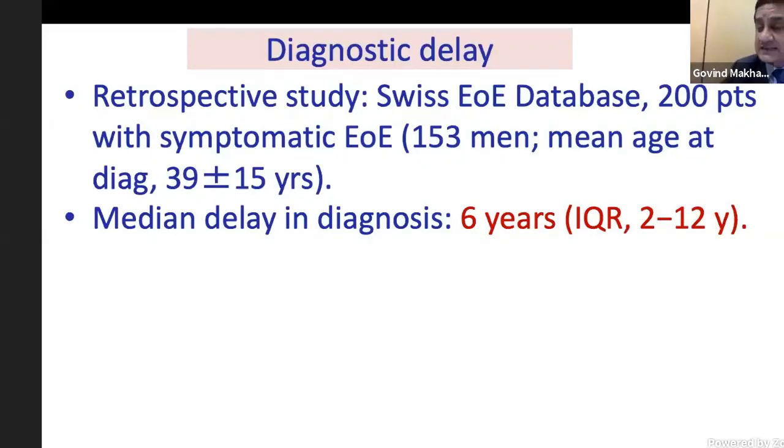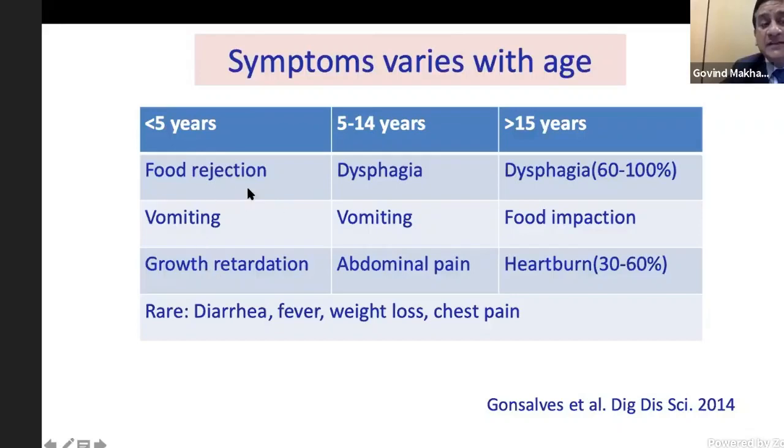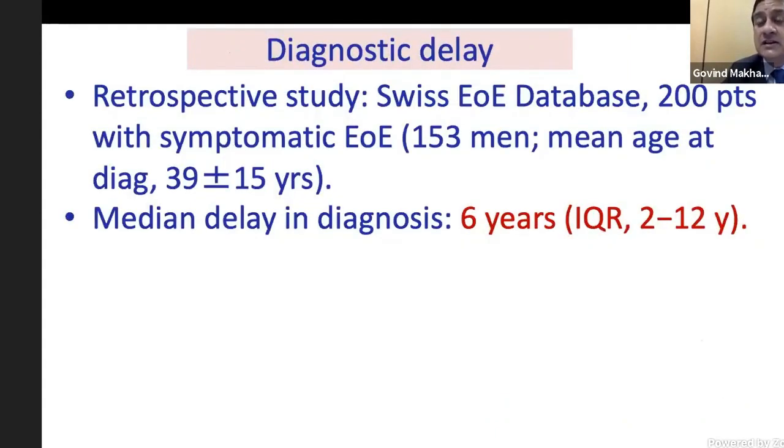Since, as I said, in the early part of life symptoms are not diagnostic, there is always a diagnostic delay. We don't think of this disorder because the diagnosis is based only on histology. This is one of the good studies from Switzerland, where in a large cohort of almost 200 patients, it was observed that the diagnostic delay is more than 6 years, varying from 2 to 12 years.